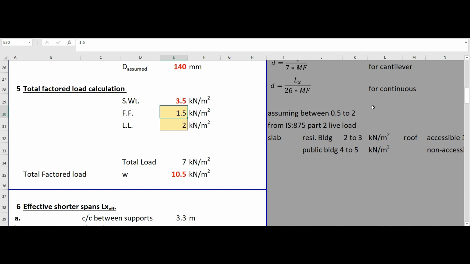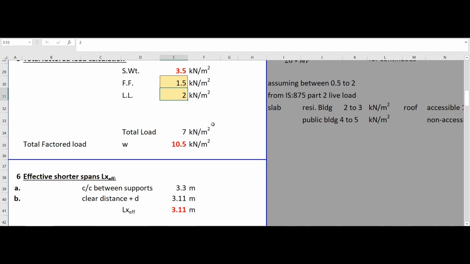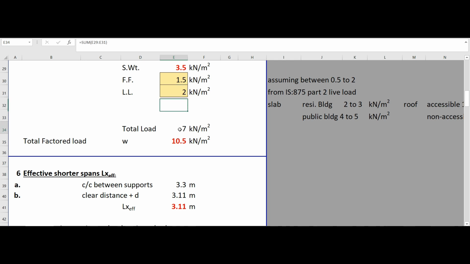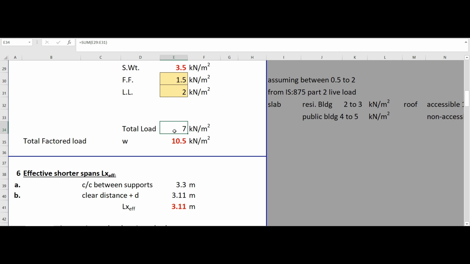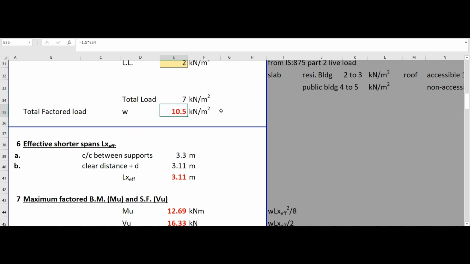You can assume any value between 0.5 to 2, and we have assumed here the live load as 2 kilonewton per meter square. For a residential building, as per IS 875 part 2, we can assume any value between 2 to 3 kilonewton per meter square. So here we have taken 2 kilonewton per meter square. Now we will calculate the total load, which is equal to self weight plus floor finish plus live load. So we get 7 kilonewton per meter square, and the factored load is 7 multiplied by the factor of safety of 1.5, which is 10.5 kilonewton per meter square.